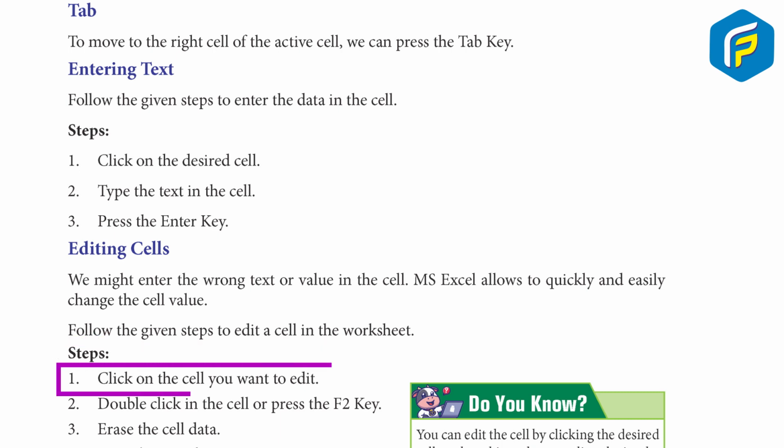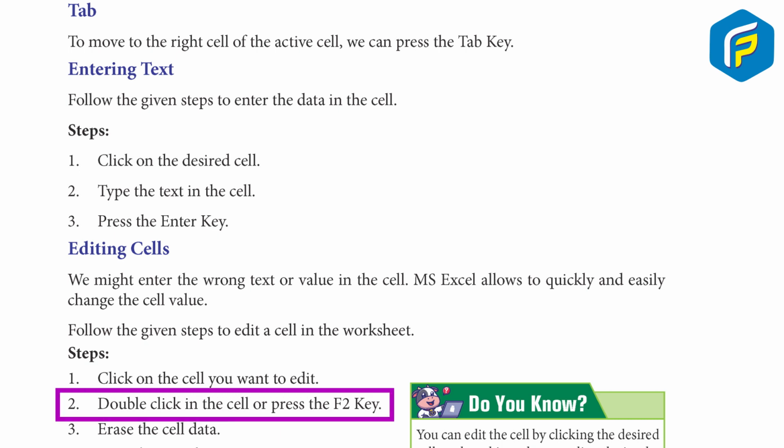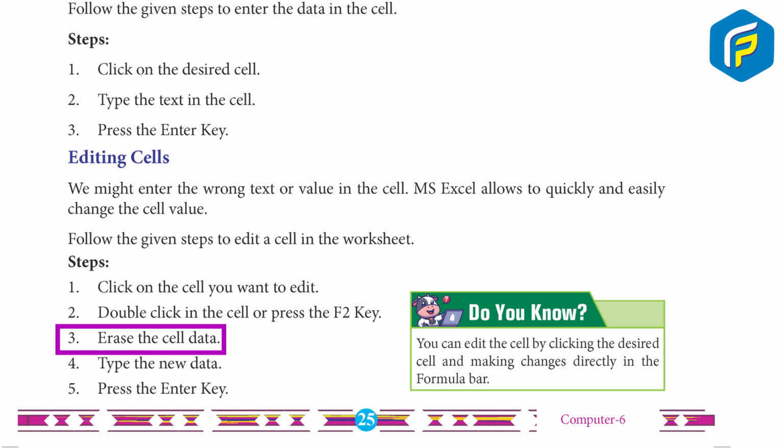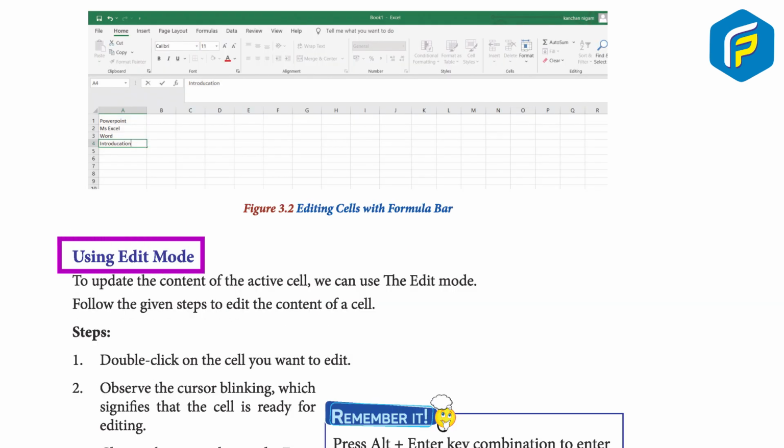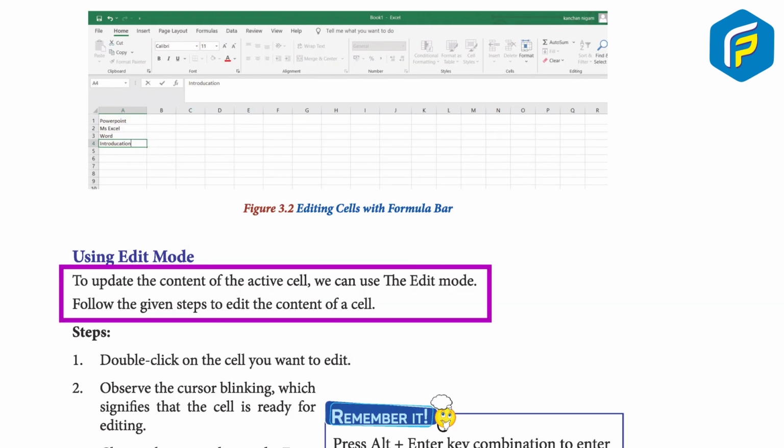Steps. 1. Click on the cell you want to edit. 2. Double click in the cell or press the F2 key. 3. Erase the cell data. 4. Type the new data. 5. Press the Enter key. Do you know you can edit the cell by clicking the desired cell and making changes directly in the formula bar. Using Edit mode. To update the content of the active cell, we can use the Edit mode.